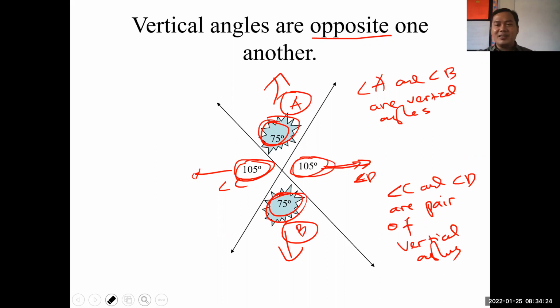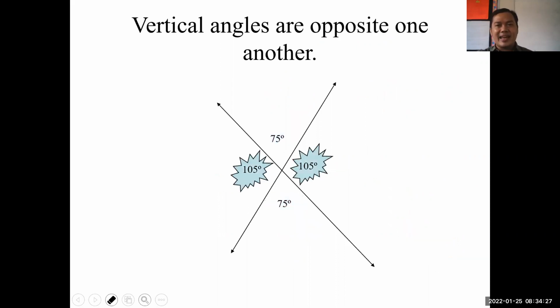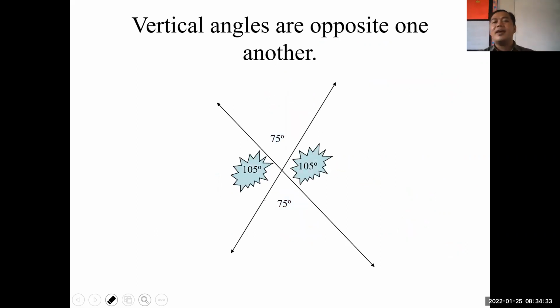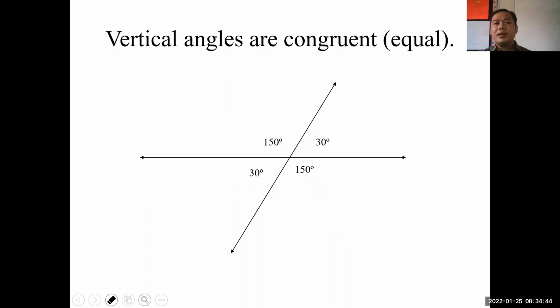Oke, lanjut. Let's go to the next slide. Here we go. Again, like I said before ya, the 75 with the 75 are pairs of quantities. And the 105 and the 105 also. But again, guys, it needs to be in pair ya. Kalau dua berpasangan ya. Okay, so and then here, please write this down ya. Ini penting sekali. Tulis. Vertical angles are congruent.